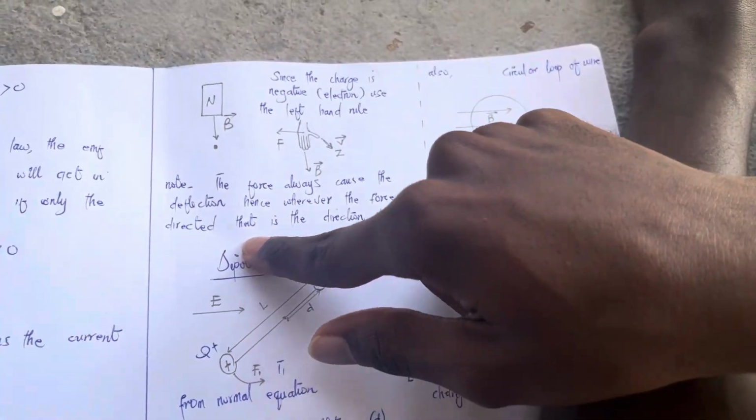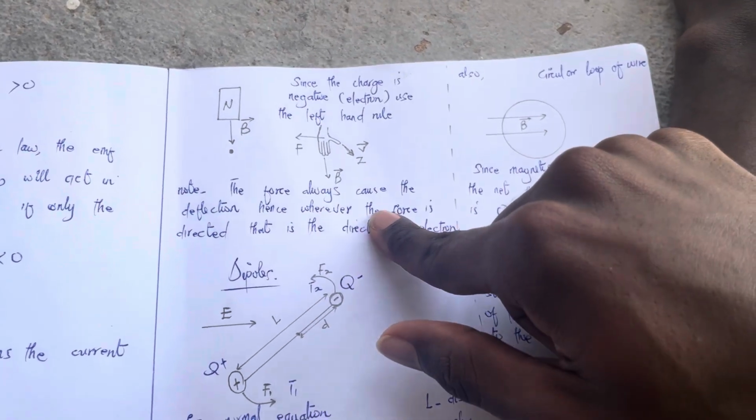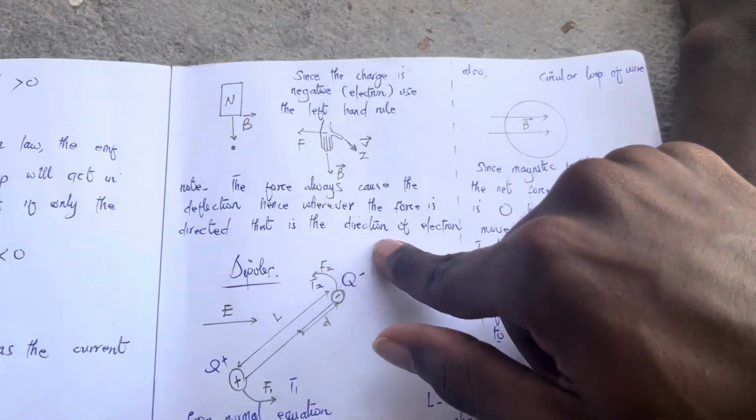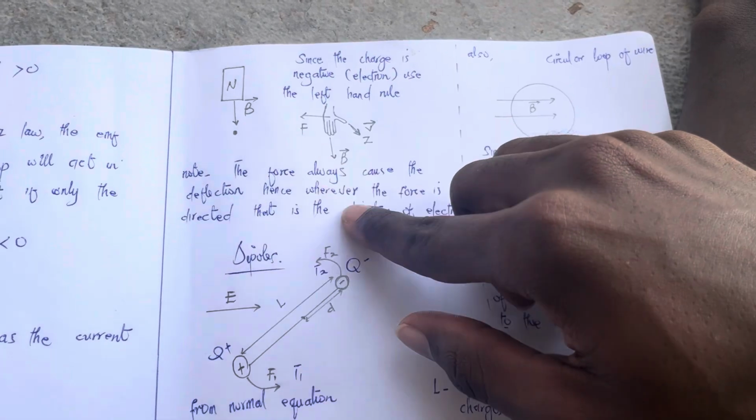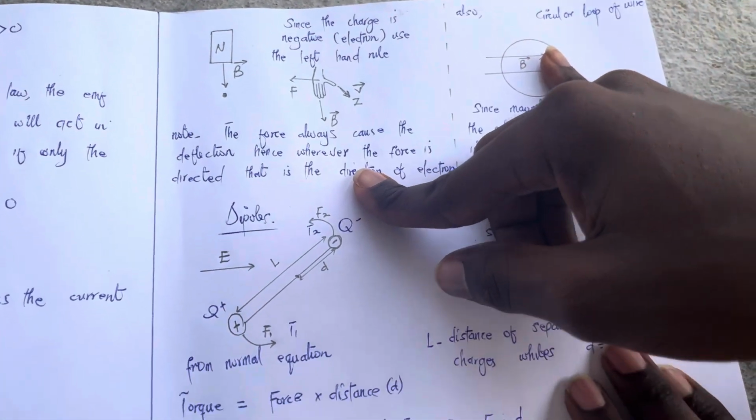Note, the force always causes the electron's deflection. Hence, wherever the force is directed, that's the direction of the electron. So that's all you should know about it. Now let's move on to dipoles.